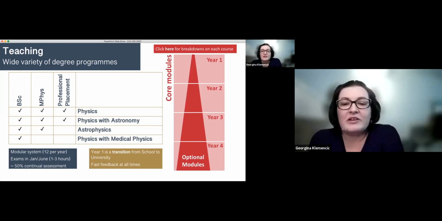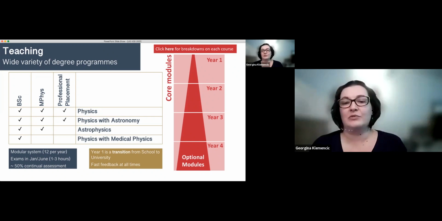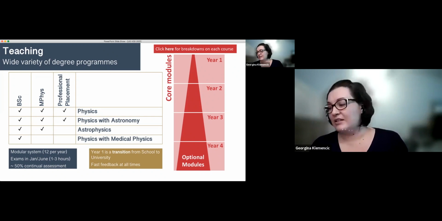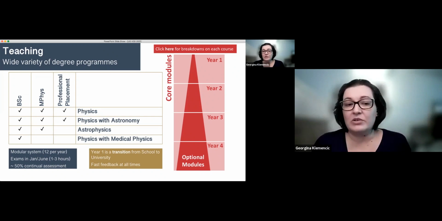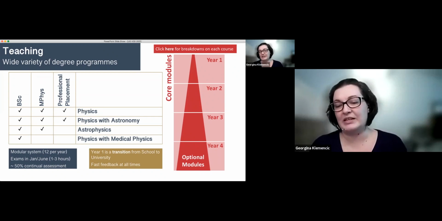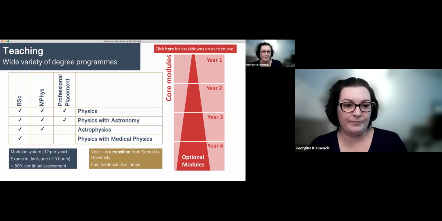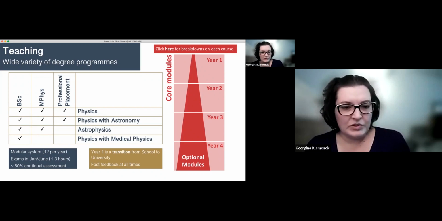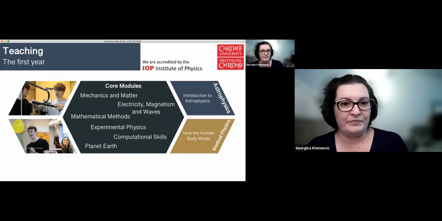Year 1 is also what we consider to be a transitional year from school to university, because we also recognise that moving to university can be a big change. And so year 1 is very much getting everybody up to speed and making sure that everyone has a smooth transition. So I've said the word module an awful lot. I think in the next slide, we're going to start looking at what those are.